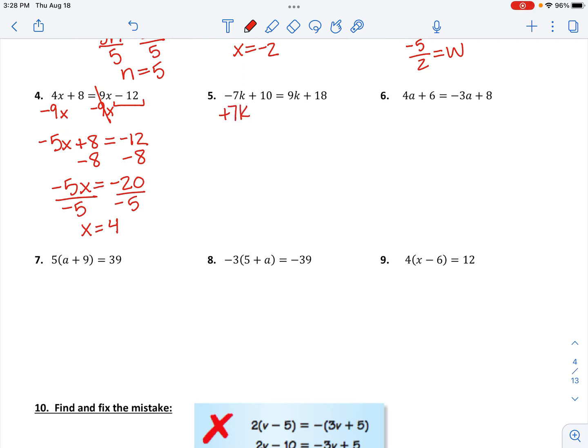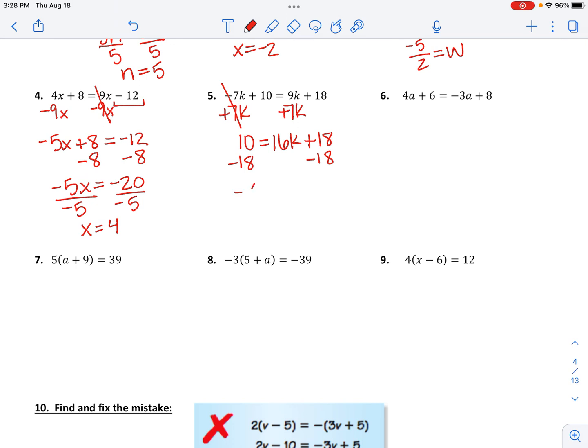by adding 7k. Make sure you're adding it to the like term. -7k, +7k will cancel out. I'm going to bring down the 10 equals 16k plus 18, adding those k terms, those like terms together. All right, on the right side, I have a plus 18. I need to move that across to the other side because I need all of the constants on the opposite side of the variable, and I already have the variable k on the right side.